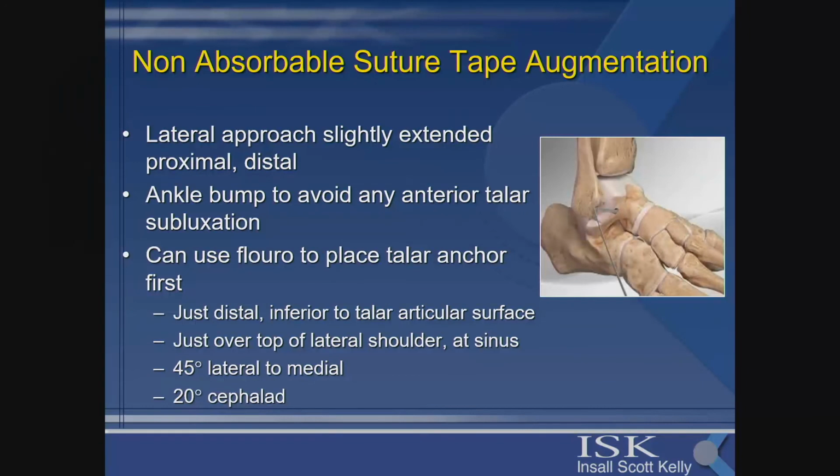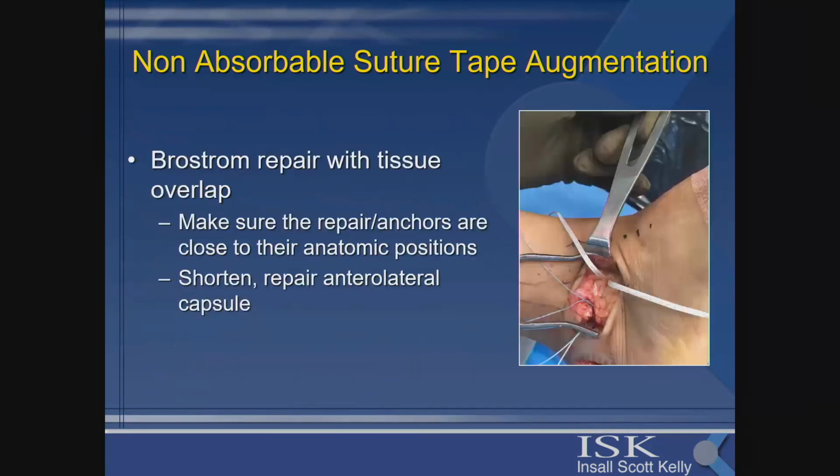I extend it slightly distal and proximal just to avoid any tension on the skin. Again, you have your bump. When you're first doing this, you can use fluoroscopy. They have a cannulated system now, so you can use fluoroscopy to see where your anchors are, especially in the talus. The talus side is just distal and inferior to the talar articular surface, right over the shoulder. You want to aim 45 degrees lateral to medial to make sure that you're in the body, and aim slightly cephalad so you can avoid the subtalar joint.